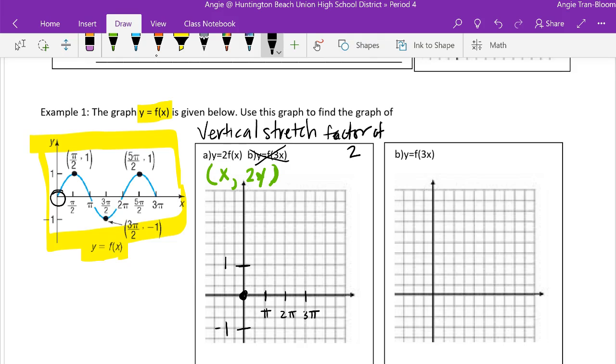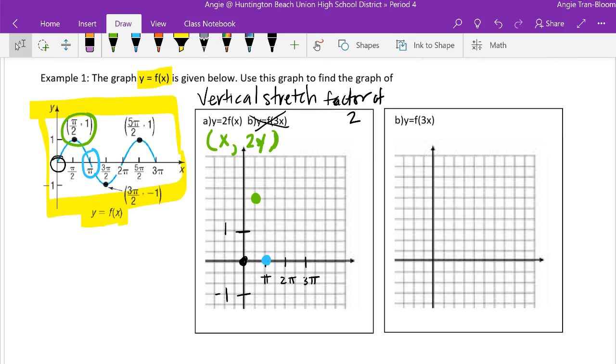Next point in green. Pi over 2 comma positive 1 is now what? Pi over 2 comma 2. Pi over 2 is right in the middle of my 0 and pi. Can you guys see that? I don't have 2 labeled, but couldn't I just go twice as much? Like that. For sure. Next point. Pi comma 0 is now what? Pi comma 0. That's not going to go anywhere.